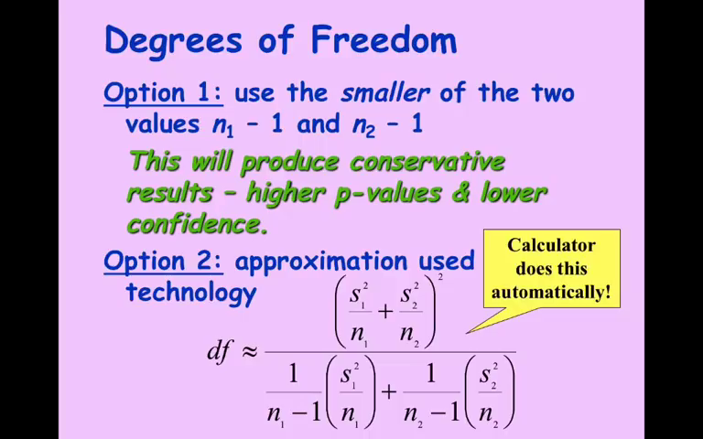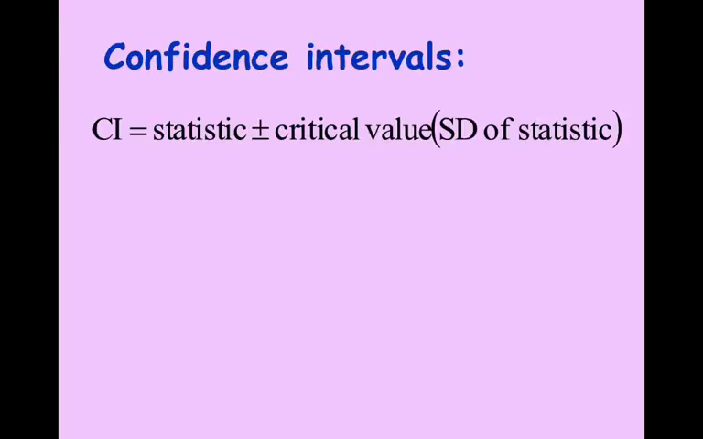All right, let's review confidence intervals. Remember, when we're calculating a confidence interval, it's always our statistic plus or minus our critical value times the standard deviation of our statistic. Today, we're looking at our statistic being the difference in our sample means. So our statistic is going to be our sample mean 1 minus our sample mean 2. We're looking at the difference between 2 independent sample means.